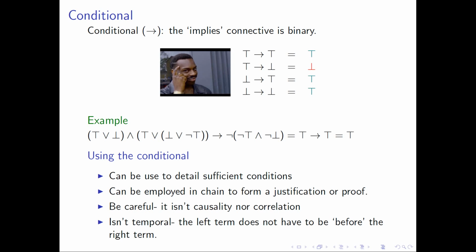But I think there needs to be care, and you should not mistake the conditional for something to do with causality, and it's not really correlation either. So the conditional really is just what happens under these values here. This is when it is true, this line, this line, this line, and this is when it is false. Don't read anything more into this conditional, okay? It isn't temporal. The thing on the left hand side does not have to be before the term on the right hand side, okay? So just be careful with the conditional. Remember, it's just a connective like the others.